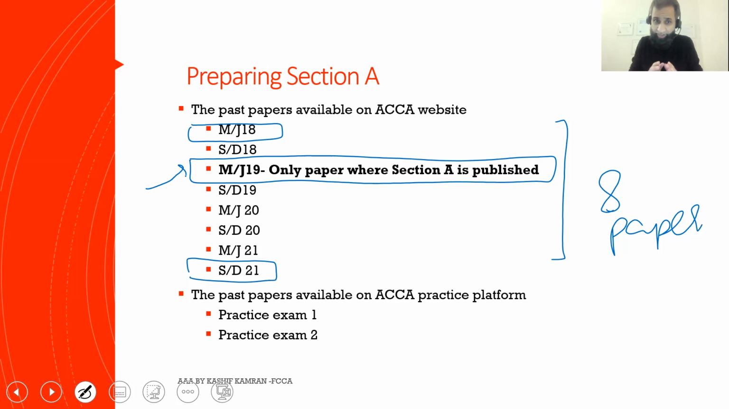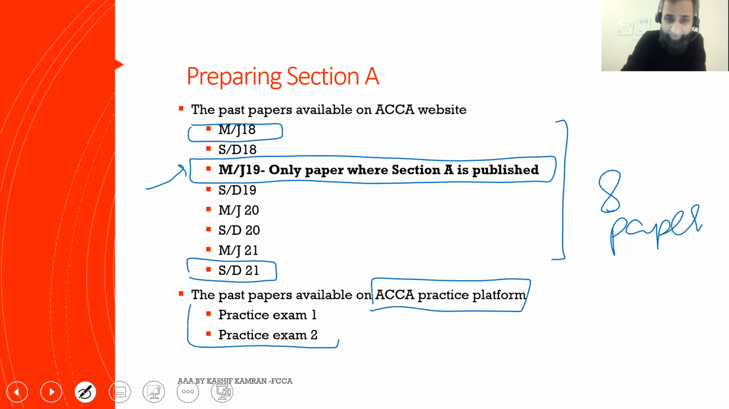The second thing you have to do, after you have done the March, June 19 paper from the ACCA website, is go to the practice platform. I hope you're all familiar with the practice platform, right? You go to the practice platform and you go to the AA section. In the AA section, you will find practice exam 1 and practice exam 2. Both these exams contain section A, so you can do section A from practice exam 1 and practice exam 2.